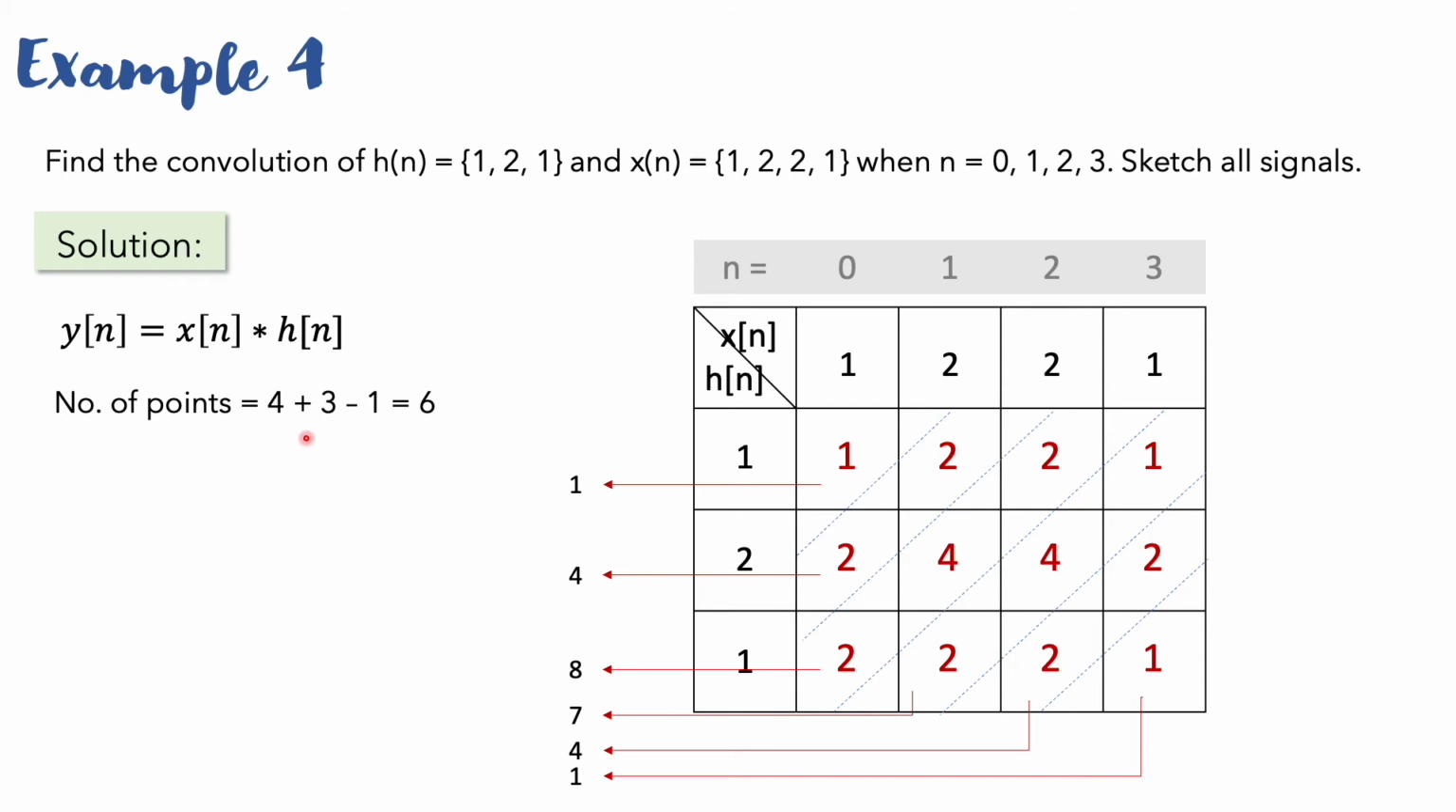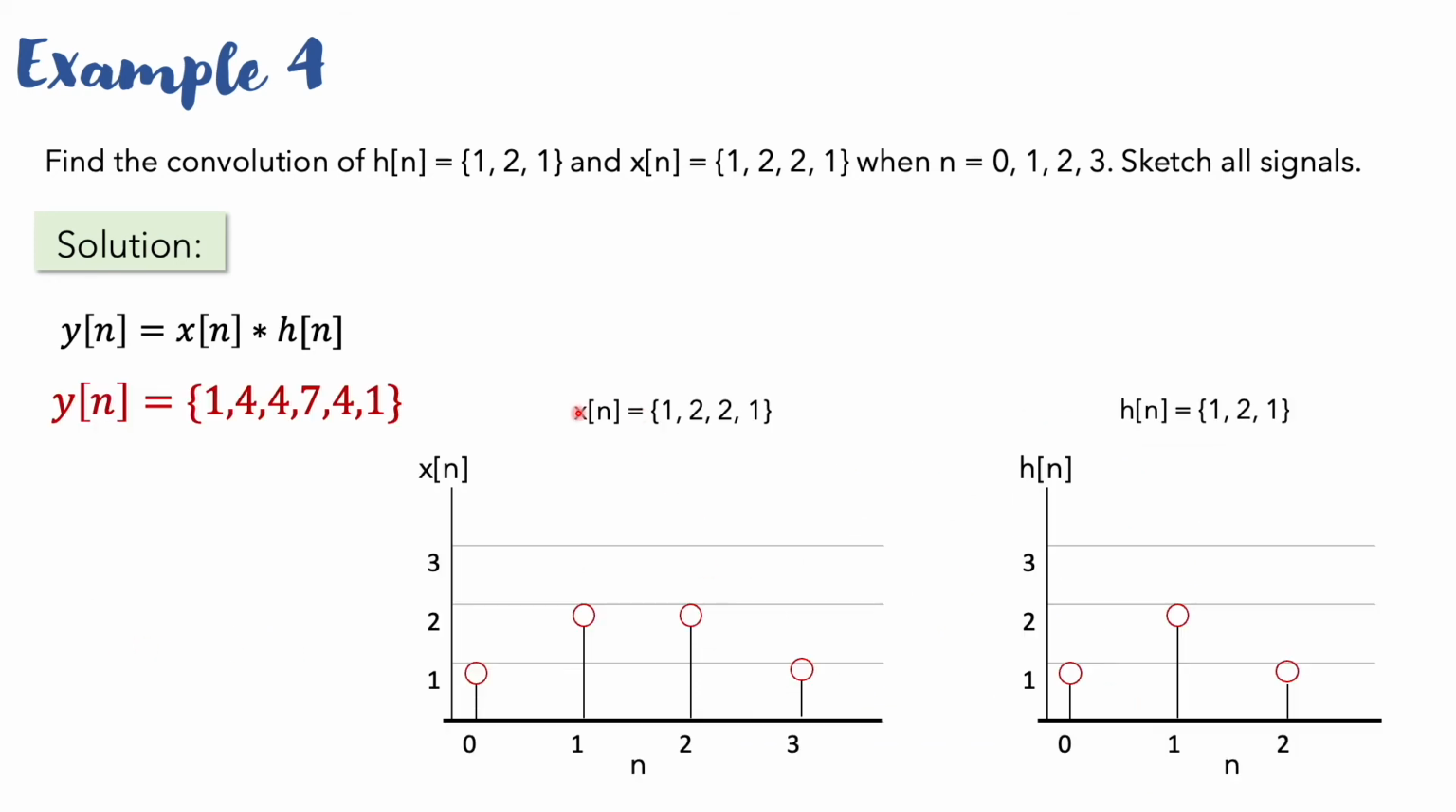So how many points should there be? 4 plus 3 minus 1. 4 in x, 3 in h, minus 1. So n plus m minus 1 equals 6. So we have 1, 2, 3, 4, 5 and 6. Therefore we can write our output sequence like this. Okay, we have calculated our output sequence.